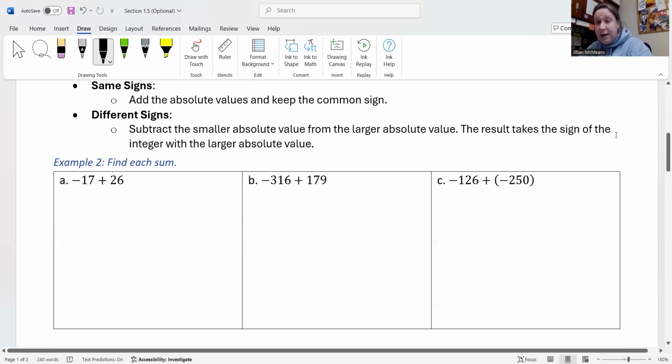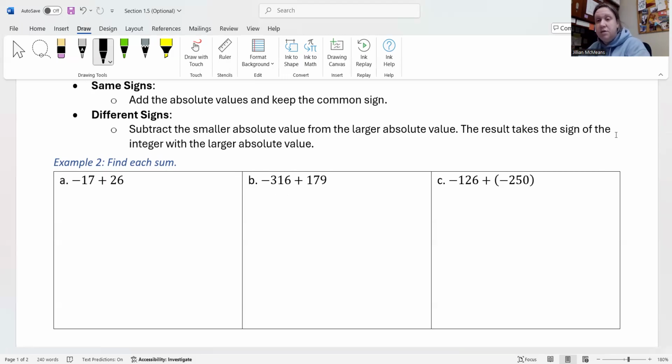Now I've got -17 plus 26. So let's think temperature again. Let's say you go to bed and wake up in the morning and the temperature is -17 degrees. But by lunchtime, the temperature has risen by 26 degrees. What's the current temperature? Well, we can figure this out pretty easily. So we're dealing with different signs here. So technically, we take the absolute value of these numbers. So the absolute value of -17 is just 17. The absolute value of 26 is 26.